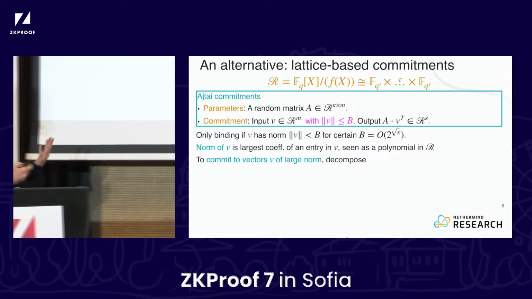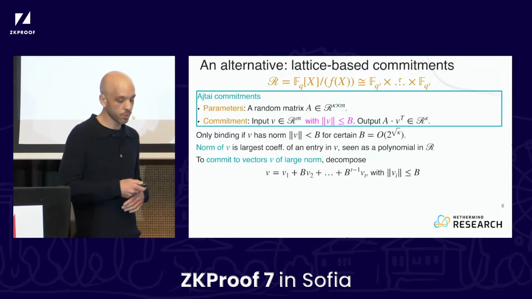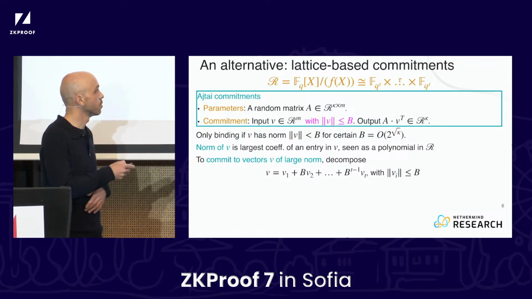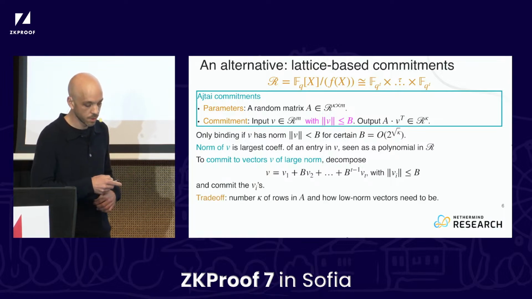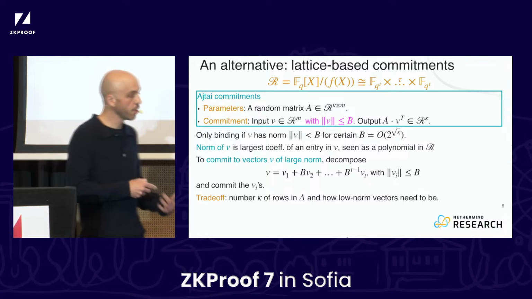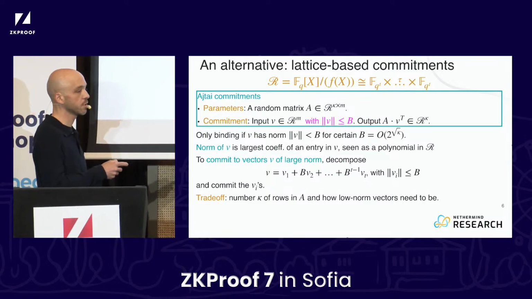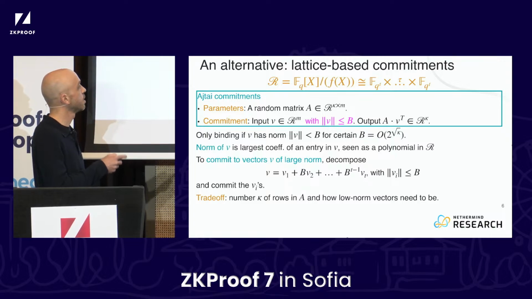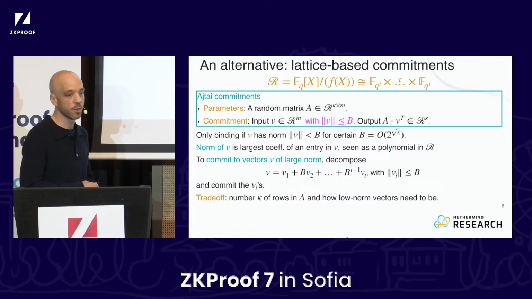Okay, so what happens if you want to commit to vectors that have large norm? Well, what you could do is decompose the vector into several chunks, with each chunk having norm at most b, and then you commit to the chunks. So there's a trade-off between the number of rows in the Ajtai matrix you use to commit to vectors, and the number of chunks you need to split a vector of arbitrary norm into.